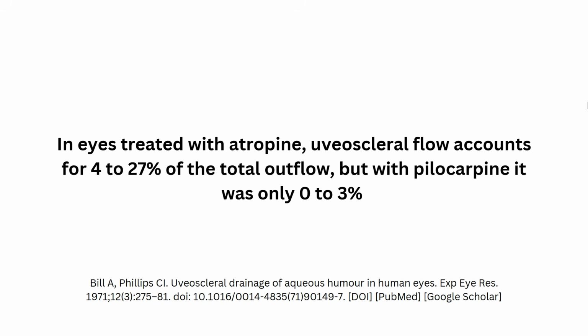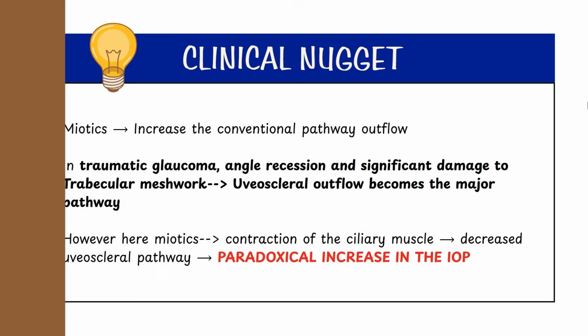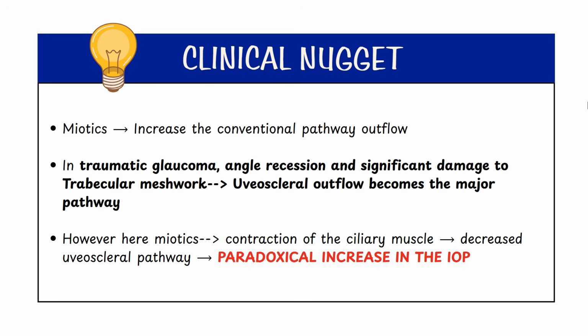It has been seen that in eyes treated with atropine, uveoscleral flow accounts for about 4 to 27% of the total outflow. But when you give pilocarpine, which is a miotic agent or a cholinergic agent, the uveoscleral outflow will come down. So here's a clinical nugget for you.